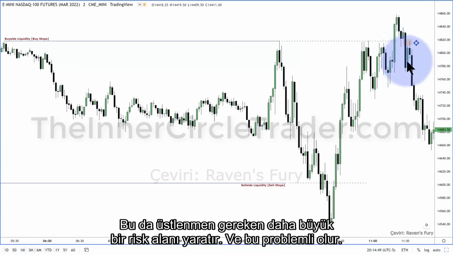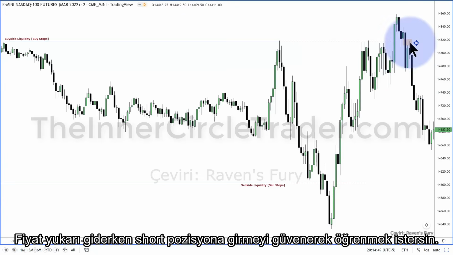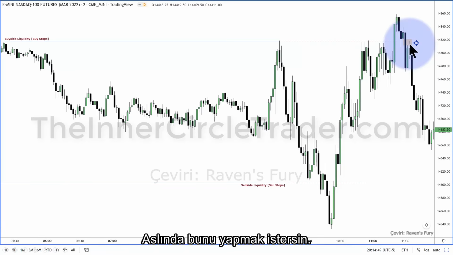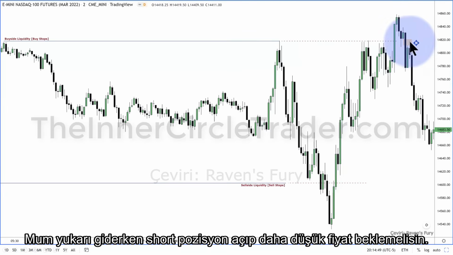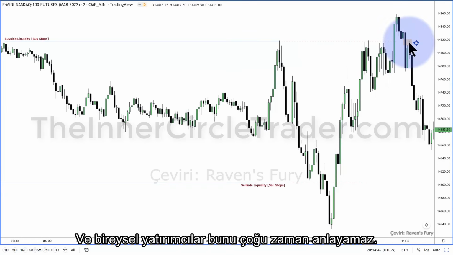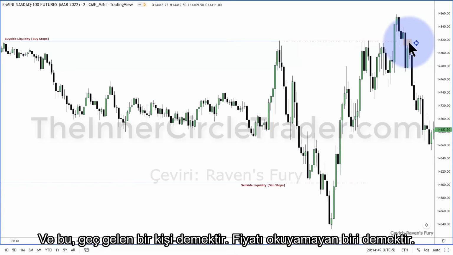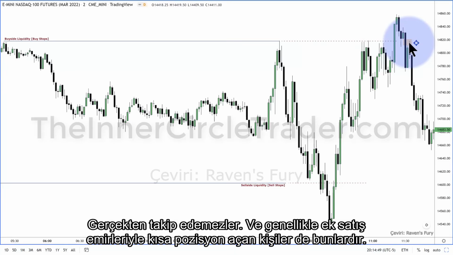It's problematic. You want to learn to trust going short when the market's going higher. That feels scary at first, but once you start seeing this pattern form, it becomes easy to trust it. In fact, you want to be doing that. You want to be selling short, expecting lower prices, right when the candle's going up. And retail traders can't grasp that many times. It goes against the logic because they think, I have to have confirmation. All the books say I have to have confirmation. That's somebody that's coming in late. That's someone that doesn't know how to read price. They can't really follow it.